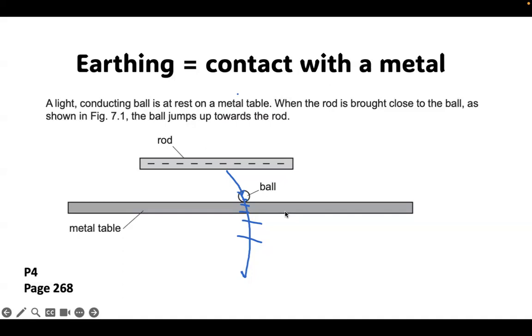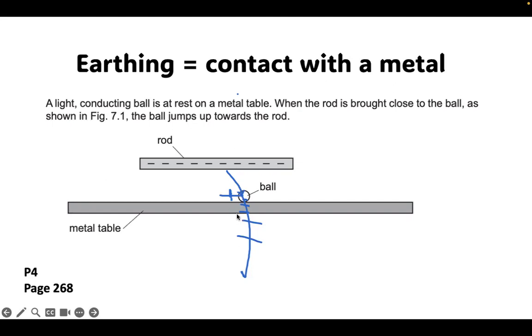I need to mention that. So again, the rod repels the negative charges on the ball to the ground through the table. So the ball becomes positively charged by induction, right? Okay, now I have a positively charged ball and a negative rod.